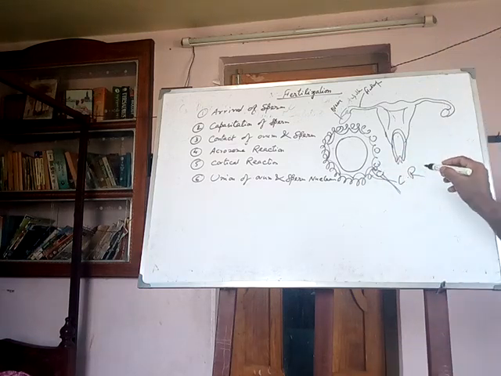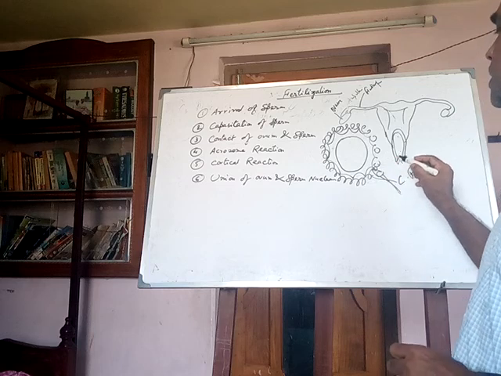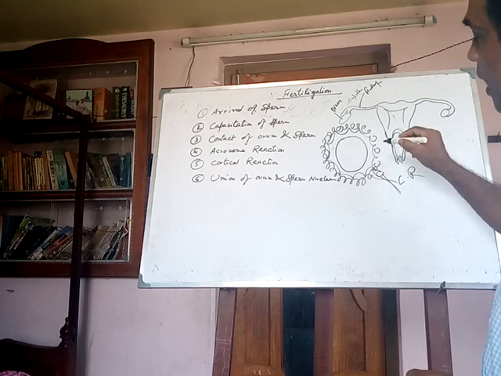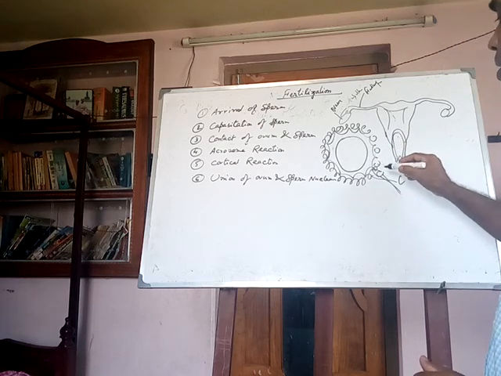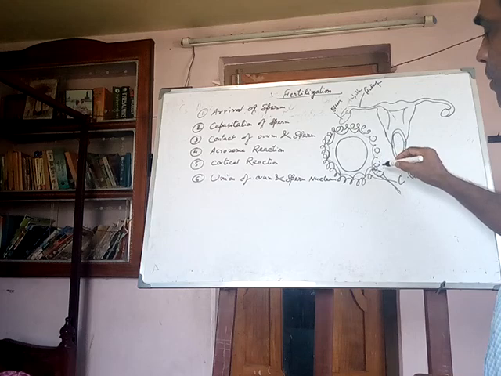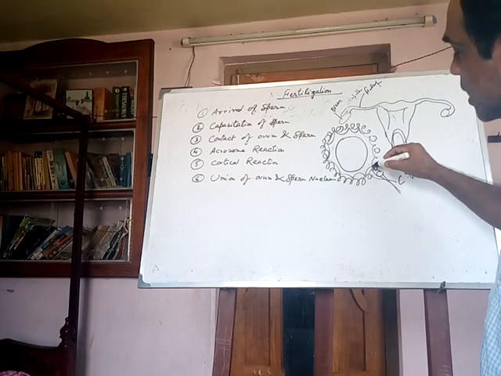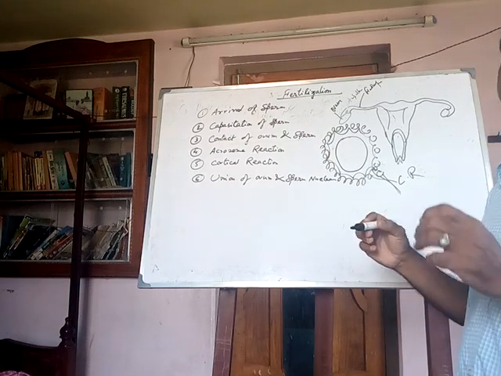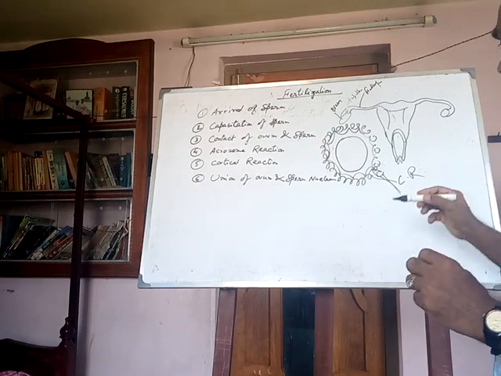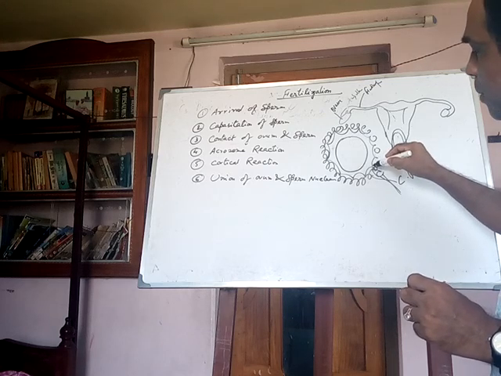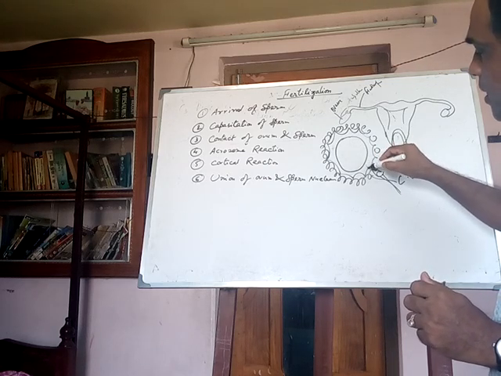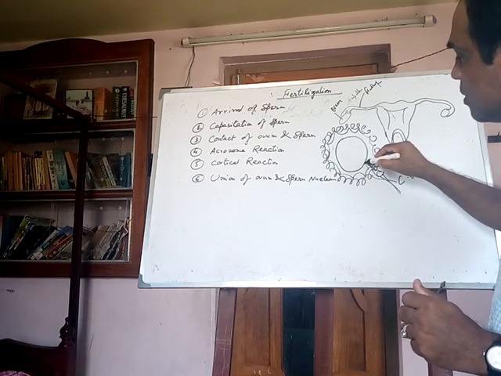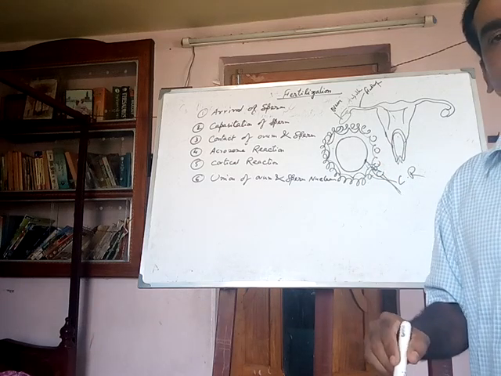capacitation makes the sperm capable of melting these layers. For melting, the acrosome cap can secrete sperm lysin, that is the hyaluronidase enzyme. These enzymes can melt these layers and the zona pellucida layer and reach the vitelline membrane.